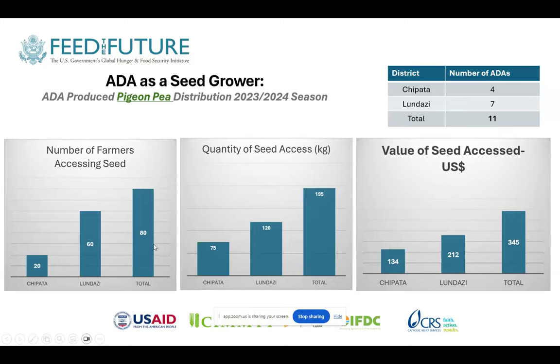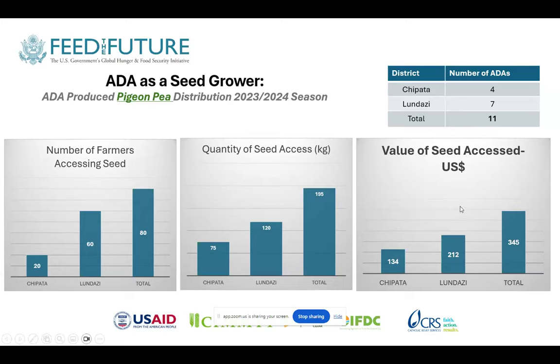we had 80 farmers that accessed pigeon pea seed. They accessed 195 kilograms of pigeon pea seed. The value of that seed was $345. This came from 11 ADAs.